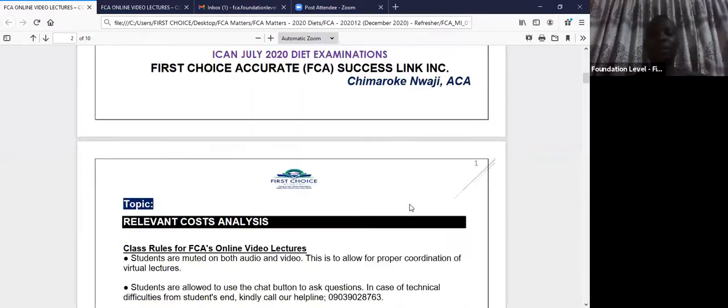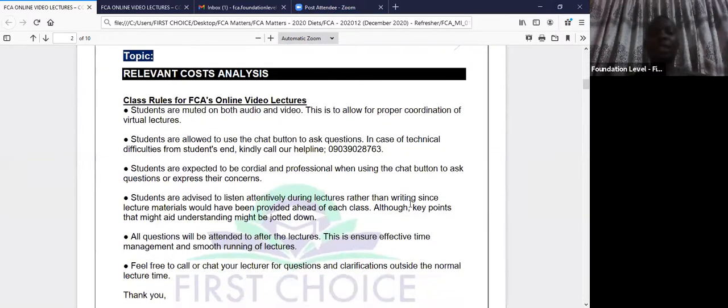Okay, now today's topic is relevant cost analysis. Relevant cost analysis.